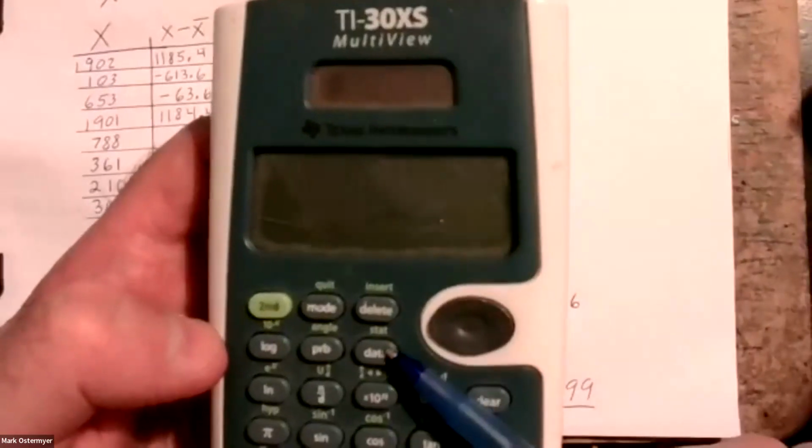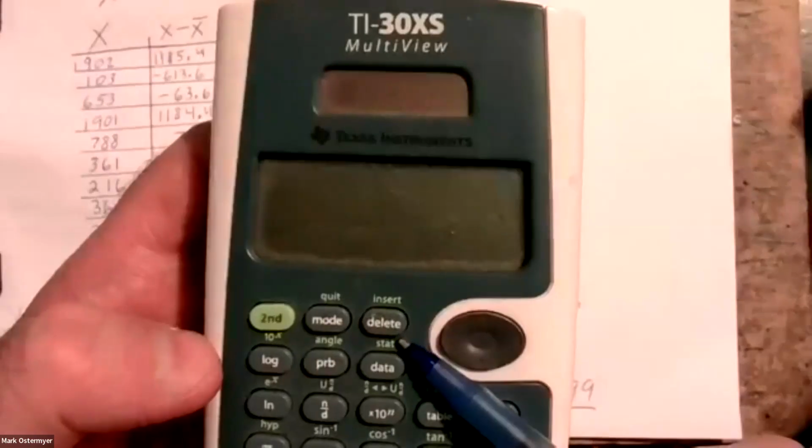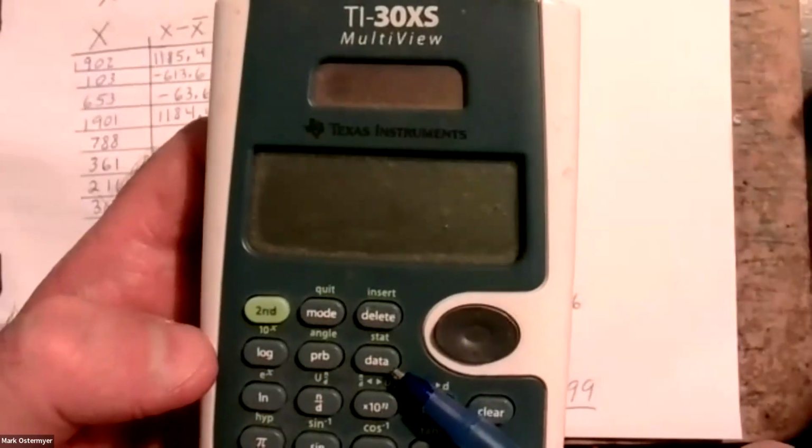So to get into stat, you'd hit your second button first, followed by your data button. That'll take you into stat. Okay, second and then data takes you into stat, correct? Yes. All right, and you see the one var stat there? Yes. Okay, so that's what you're going to do.